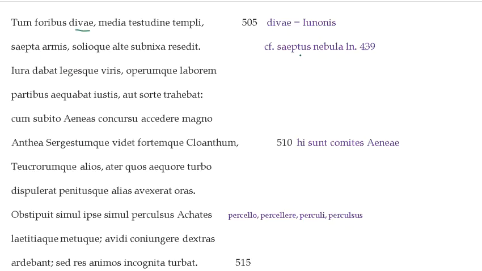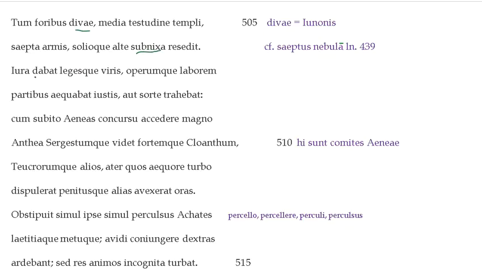Compare this to Aeneas, who is described as saeptus nebula in line 439. So try to remember this saeptus as being covered or shrouded. And then subnixa solio alte resedit. Nitor, and subnitor by extension, is a deponent verb which requires an ablative of the thing which is rested upon. All right, so here you have a perfect active participle.